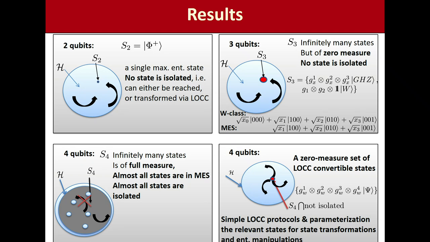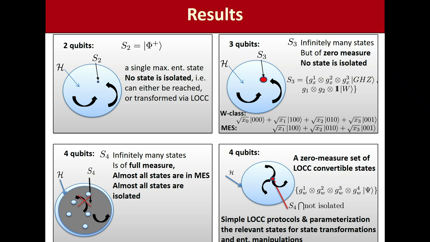But there are infinitely many states. So the set MES contains infinitely many states. And in the three-qubit case, you can always transform any state into some other state. So there is no isolation. But this was a huge difference from the bipartite to the three-qubit case. We go from a single state to infinitely many states, still zero measure, but infinitely many.